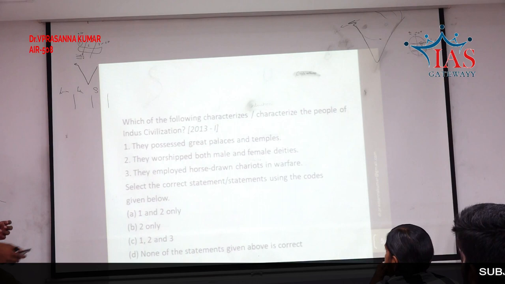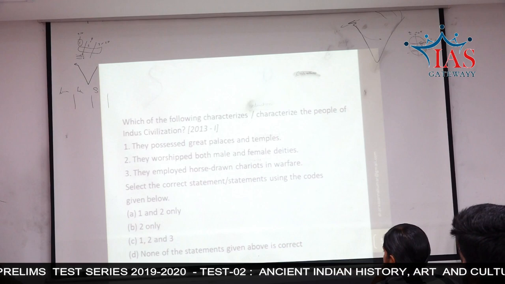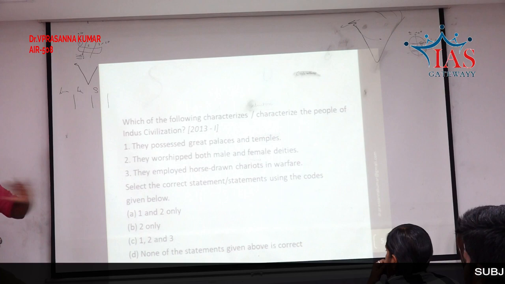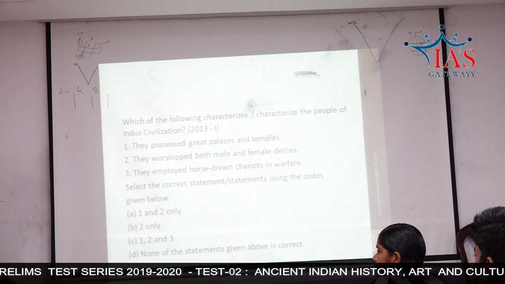Okay, next we'll go. This is a 2013 question. Which of the following characteristics characterize the people of Indus Valley civilization? They possess great palaces and temples. No, there's no evidence, right? There is the Great Bath, the granary, but there is no temple. So if you eliminate that, what is the answer? B or D. So we check whether 2 is correct. You can leave out the third option very well now. See, that time the society was more egalitarian in nature, so they worshipped both men and women. So 2 only is the answer.